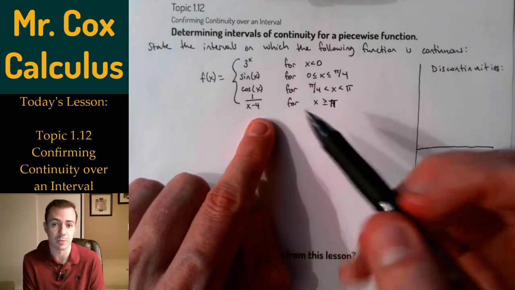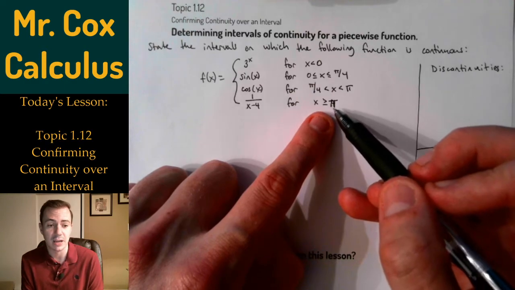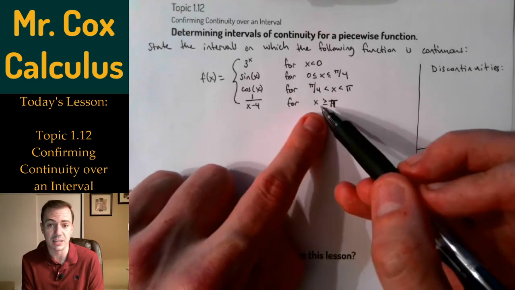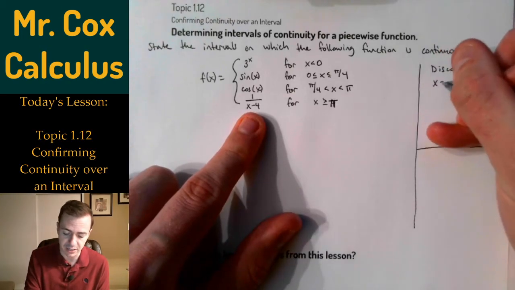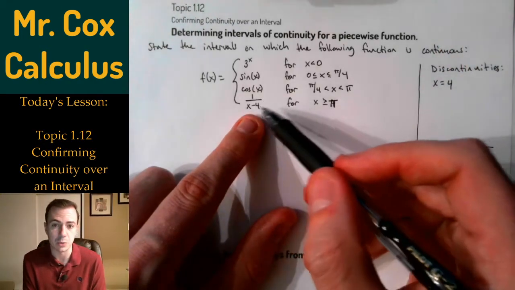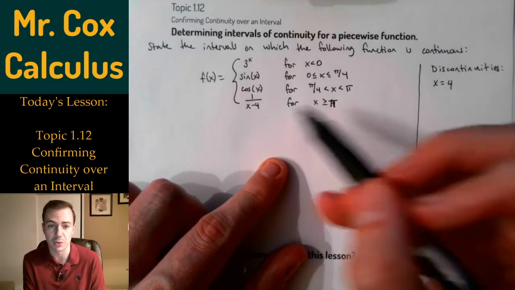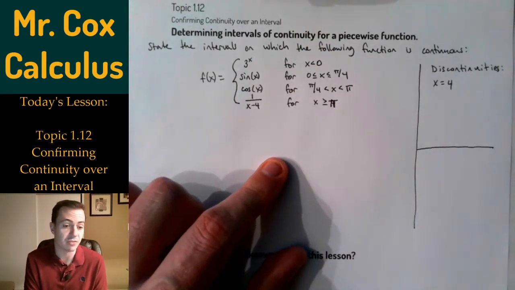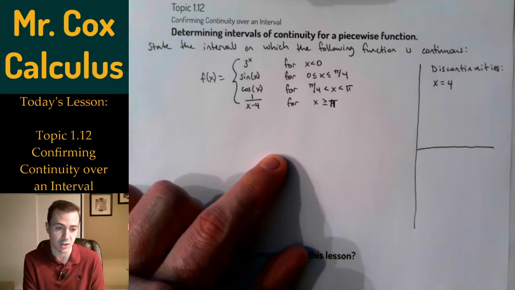Now then, we also should check to make sure that the function is actually defined at 4 for this piece, and 4 is greater than pi. So yes, I already know I have a discontinuity at x equals 4. If I plug 4 into this function, I need to put it into the part that's greater than pi, and it comes out undefined right there. So x equals 4 is automatically a discontinuity.